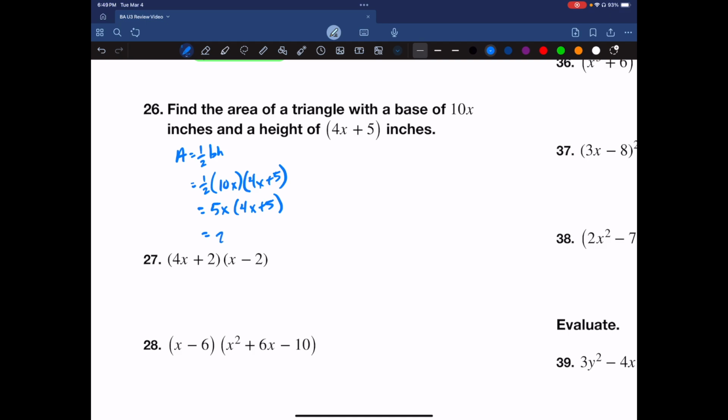So 5 times 4 is 20, so you've got 20x squared. 5 times 5 is 25, so you've got 25x. Now, you have inches times inches, so this is going to be inches squared, square inches. When you're dealing with dimensions, like area, volume, stuff like that, you want to make sure that you include your units.